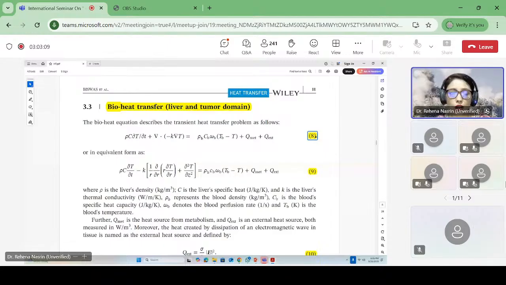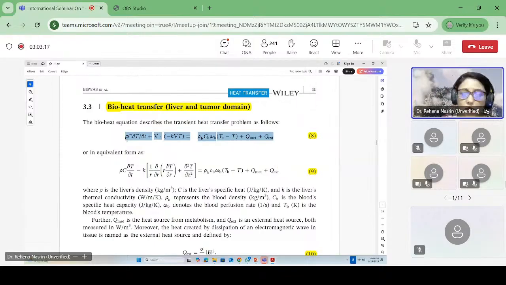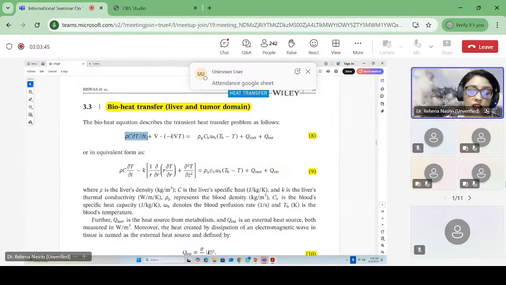So we use, this is the Bio heat transfer equation. What is the difference between heat transfer and Bio heat transfer model? The difference is that we have a metabolic heat source. So in the normal heat transfer model, there is no metabolic heat source. This part is 0. We do not consider this part. And also this type of Bio heat transfer model for the human body, we always use transient or unsteady analysis.